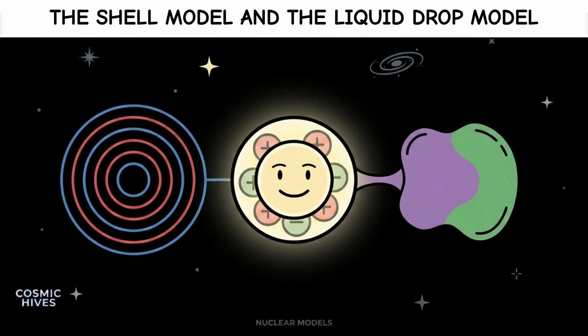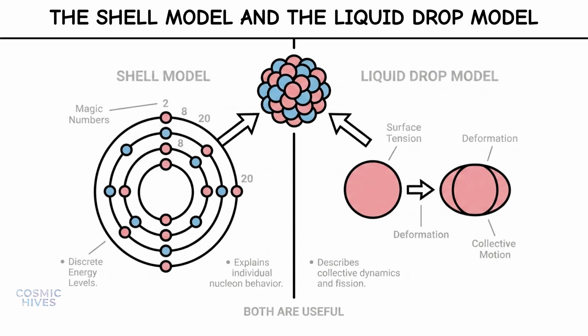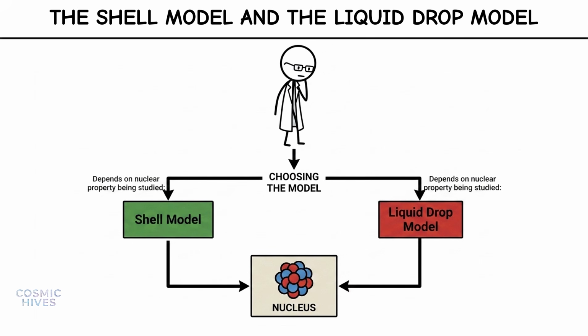Number 2. The shell model and the liquid drop model. Two different pictures of the nucleus. Both needed, neither complete. Physics uses two very different mental pictures to describe what is happening inside the nucleus, and switches between them depending on what needs to be explained.